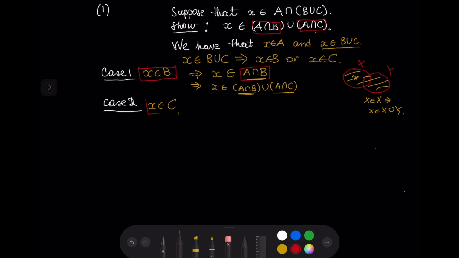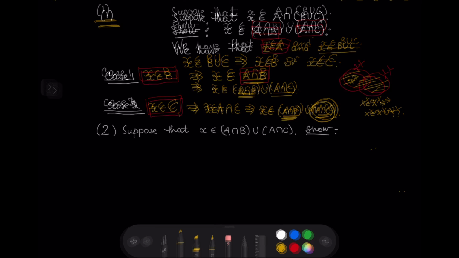So we have that x is in C, but we know that x is also in A. So x is in A intersected with C. But by the same reasoning, if x is in A intersected with C, then x is in (A intersected with B) union (A intersected with C). Because in order to be in this union, x just needs to be in one of these two sets, and it is in this set right here, A intersected with C. So x is in the set in which we want it to be. So that finishes the proof of inclusion 1.